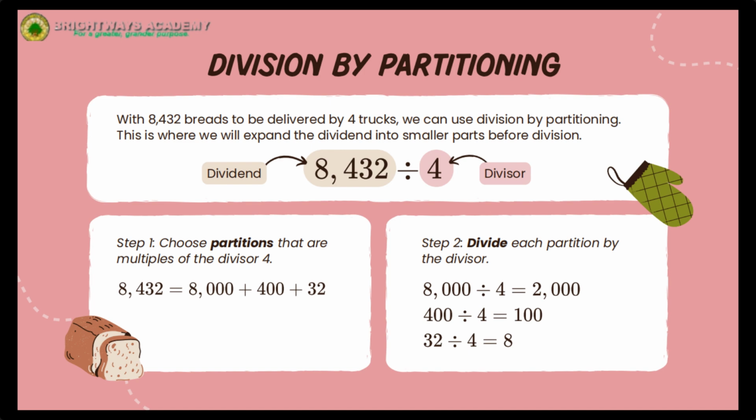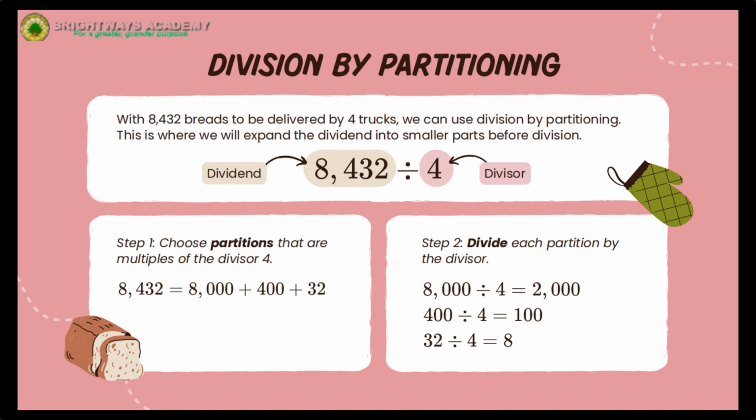So let us first identify which is the dividend and which is the divisor. The dividend is the number that is being divided. So we have the 8,432 breads. And the divisor is the number by which a dividend is divided. So we have 4 delivery trucks.